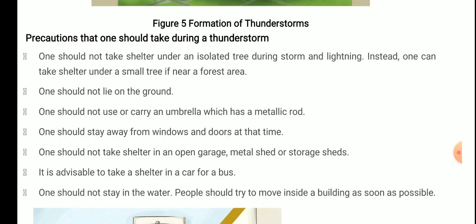Okay, students, so these are the precautions that one should take during a thunderstorm. Read them by yourself.